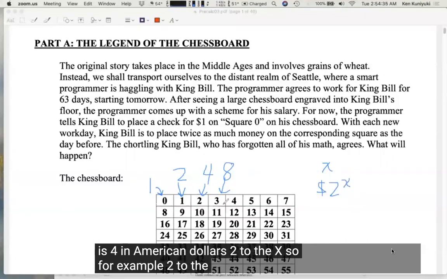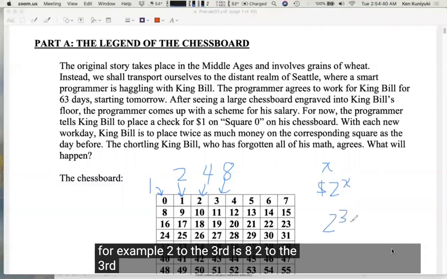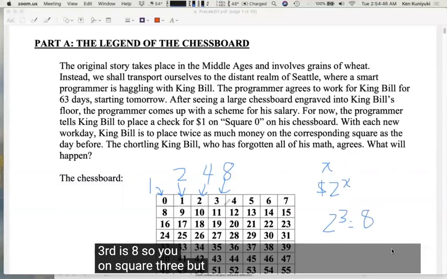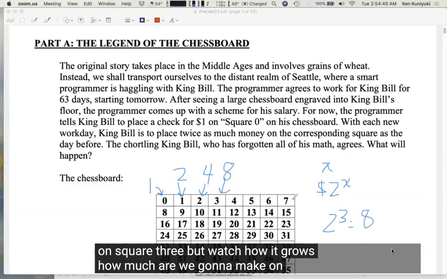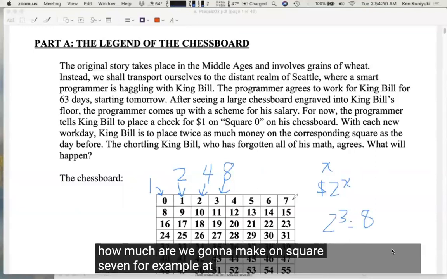So, for example, 2 to the 3rd is 8. So we get $8 on square 3. But watch how it grows. How much are we going to make on square 7, for example, at the end of the row? Well, let's take a look.